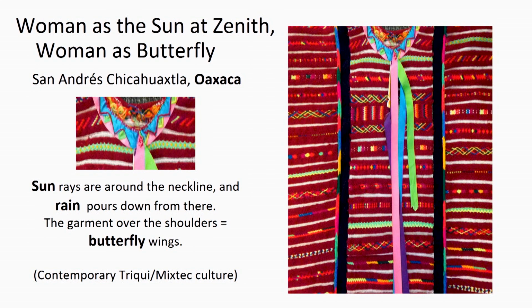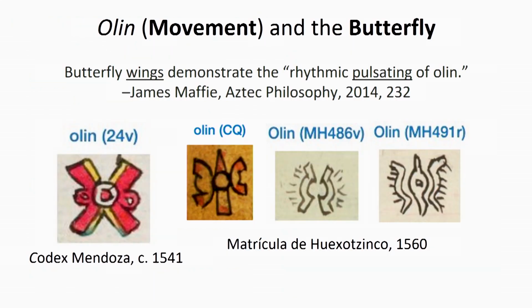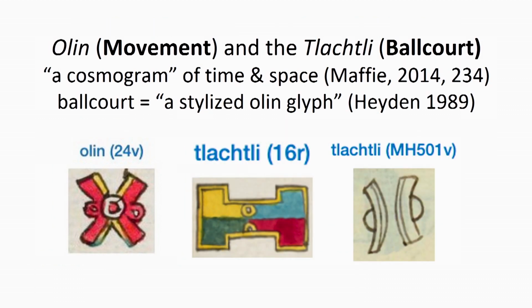And so it just really got to me, because here we have this glyph for Olin. Oftentimes it looks like a butterfly with those little lines suggesting movement, like the wings are flapping. And I don't know if Jim Matthew is here today, but he writes about the pulsating rhythm of Olin as akin to butterfly wings. And so we see this again and again.